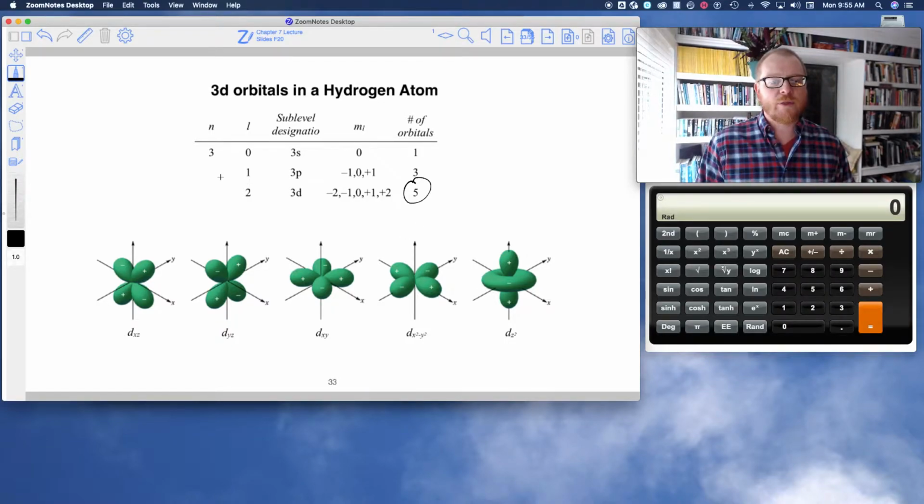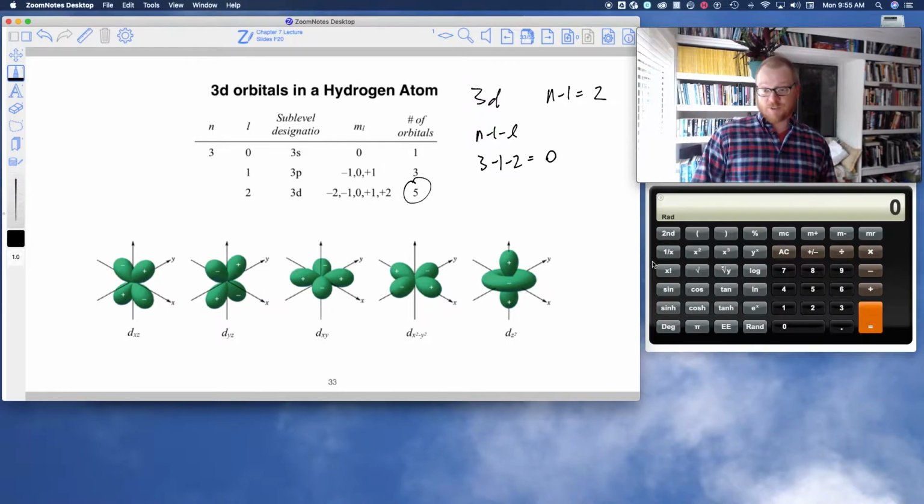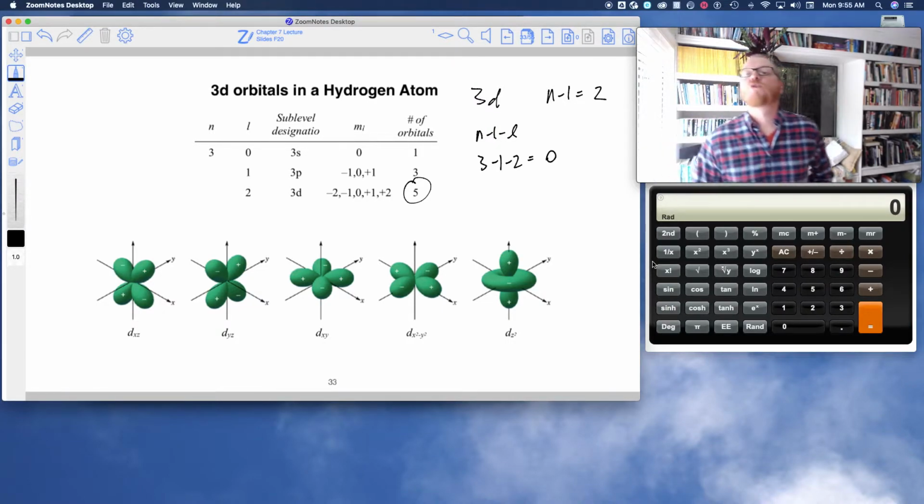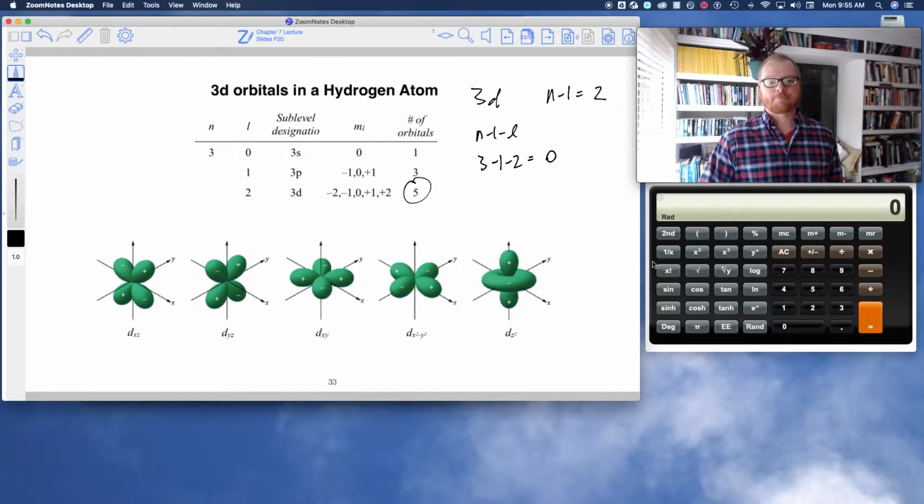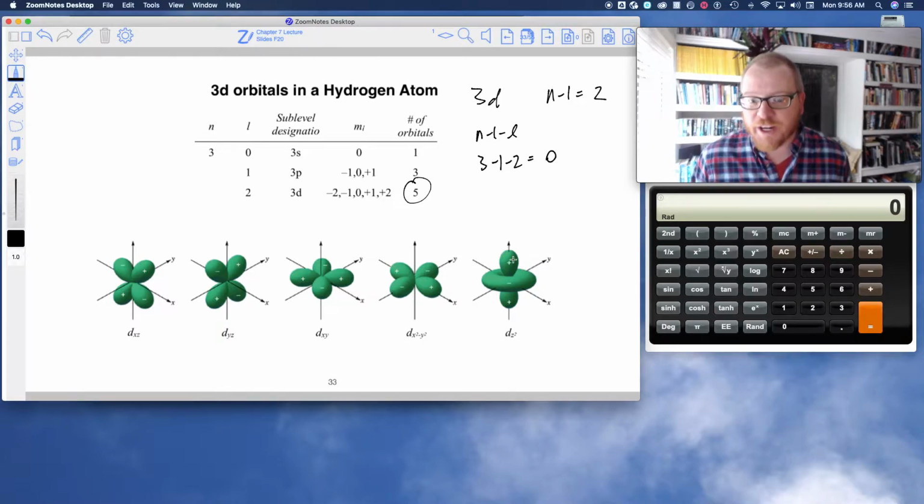And so with 3D, we can calculate the total nodes. n minus 1 equals, so we should see 2 total nodes for 3D. How many of them are radial? Well, that's n minus 1 minus l. So for 3D, that's 3 minus 1 minus 2 equals 0. Just like the 2P, there are 0 radial nodes with 3D. However, 4D will have some radial nodes, and those radial nodes are internal to the structure.